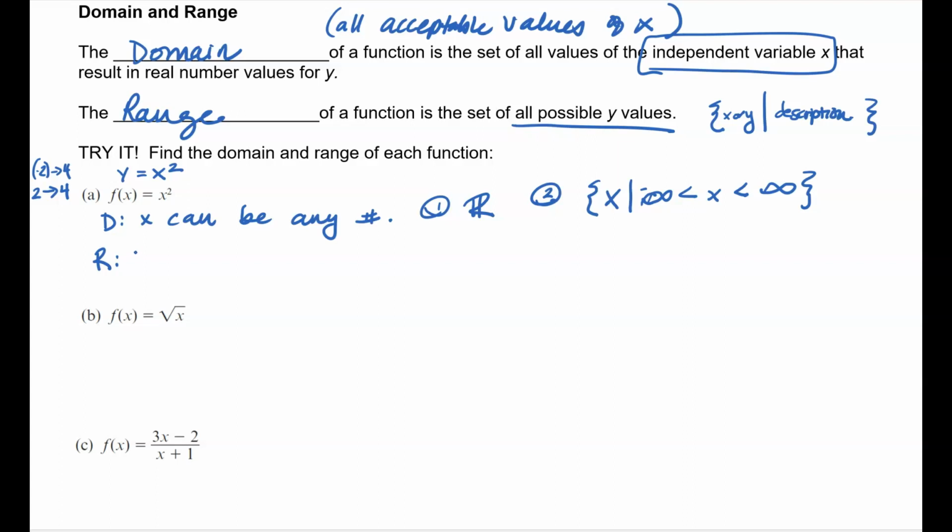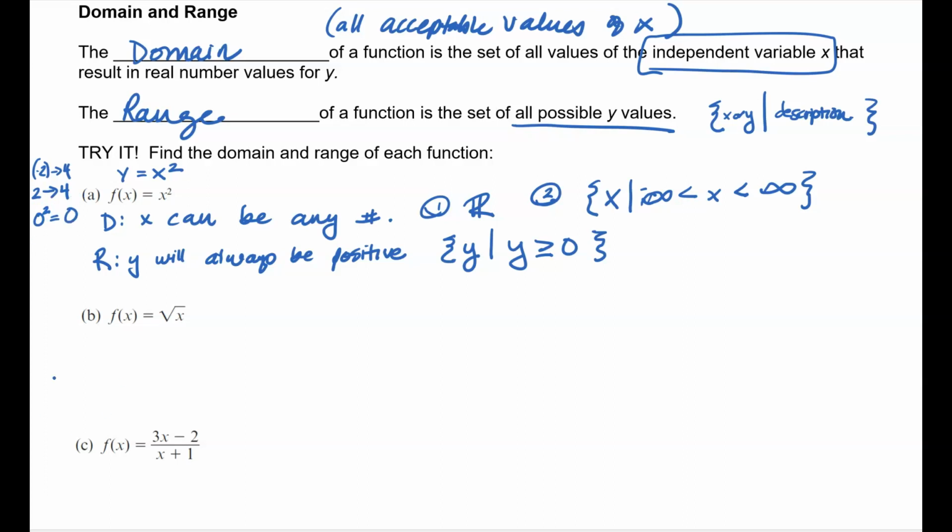Y is never going to be negative in this case. And so the range, I'm just going to say Y will always be positive. So the way that we can write that is curly bracket, Y, all Y values such that Y is greater than or equal to 0. And I put equal to 0 because it is possible to get 0 as an output. For example, if you plug in 0, so 0 squared, if X is 0, then you end up getting 0 for an output.